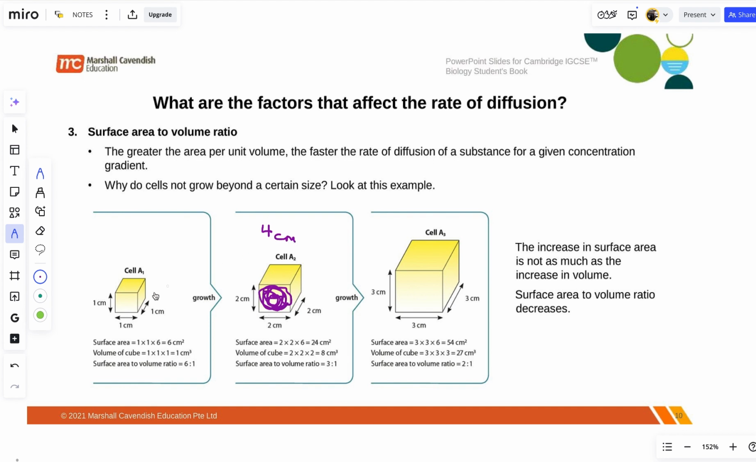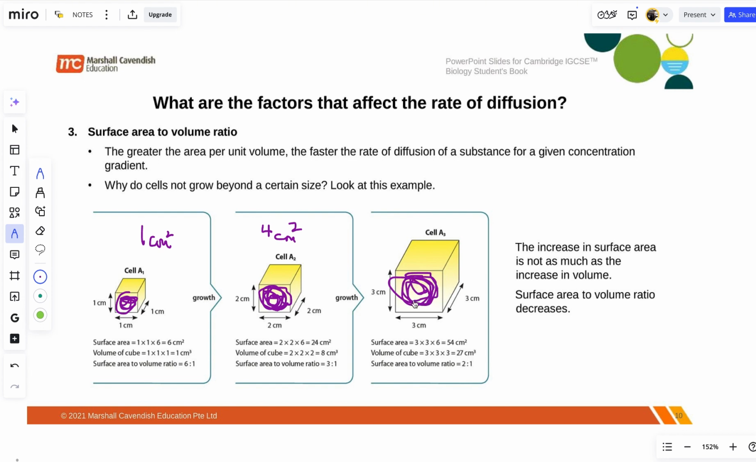If I do the area of this face, it is 1 times 1, 1 centimeter times 1 centimeter. So the area here is 1 centimeter squared. This is 4 centimeters squared. This is 1 centimeter squared. And this is 3 times 3, 9 centimeters squared.